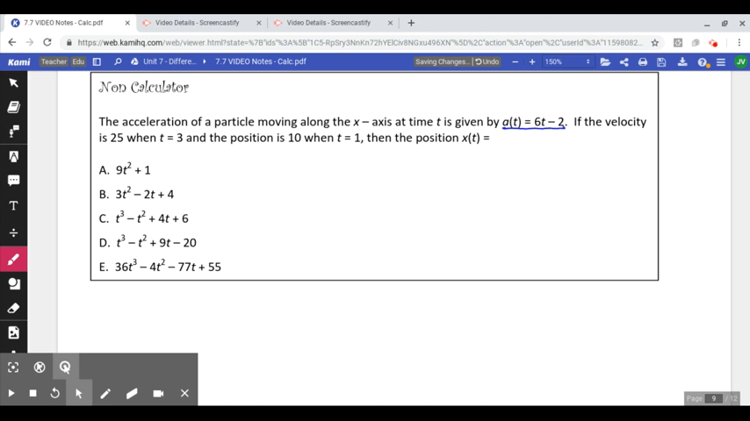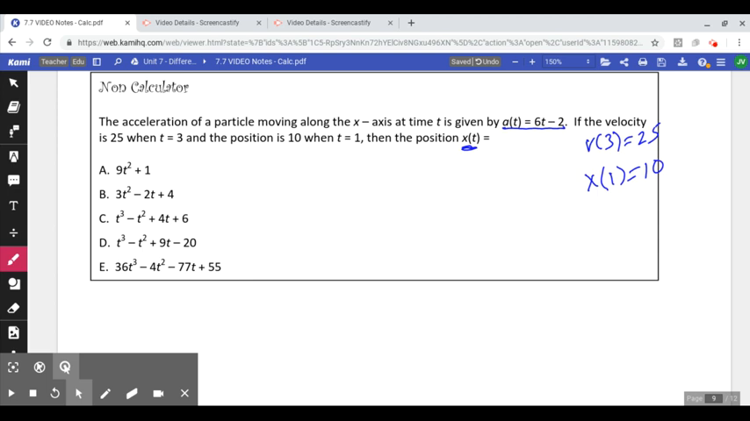If the velocity is 25, let's break that down. That means the velocity is 25 when t is 3, so v of 3 is 25. That's how you'd represent that in function notation. And also the position is 10 when t is 1, and we're using x of t to indicate position, so we'll stick with that function notation here. So x of 1, or time 1, the position is 10.